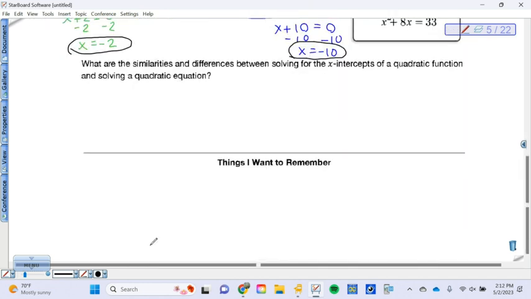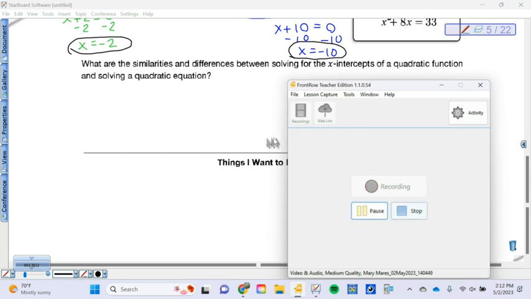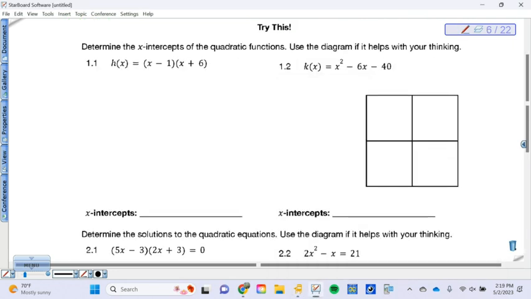Take 60 more seconds to do that. What do we need to find in the first one? What does it say? Determine the x-intercepts. What does y equal at my x-intercepts? 0. Y equals 0. So what do I need to replace this h of x with? Y, but what is y? So I'm just going to replace it with 0.